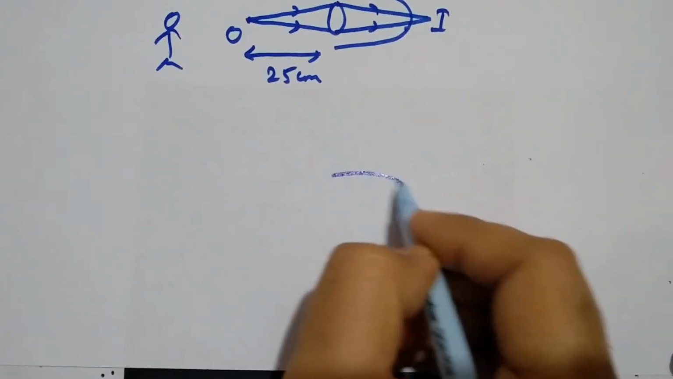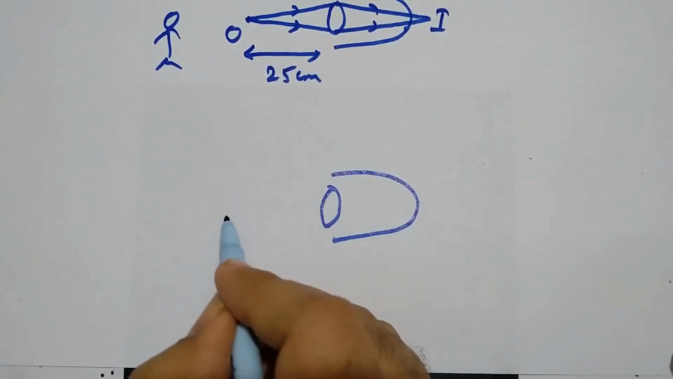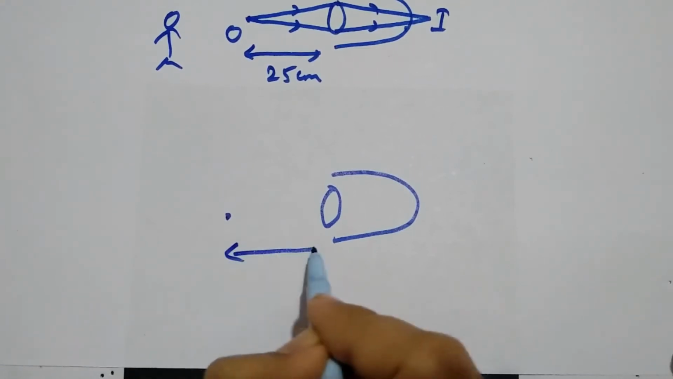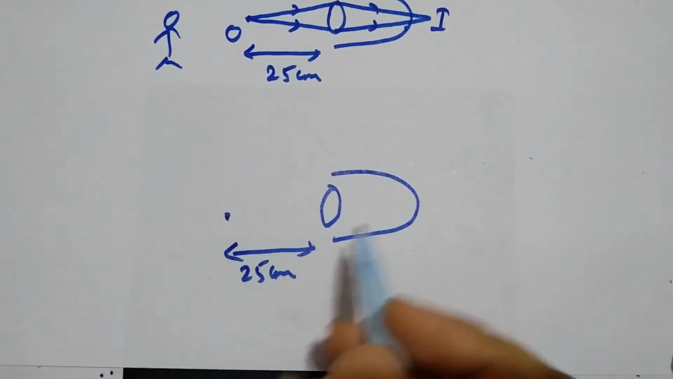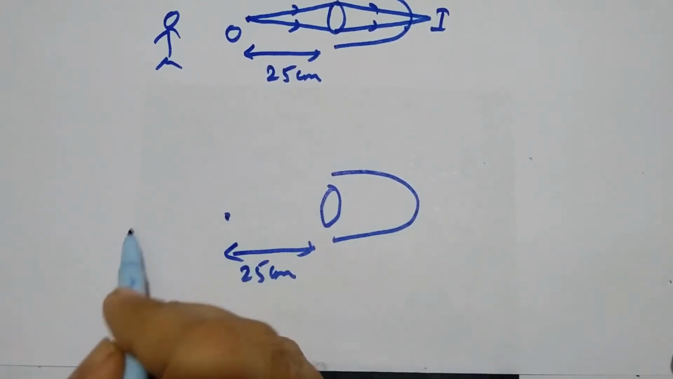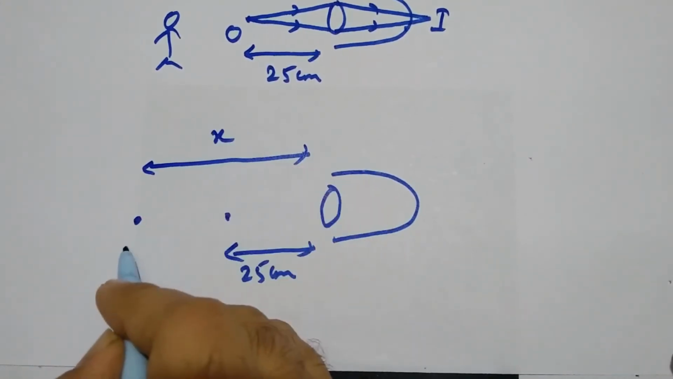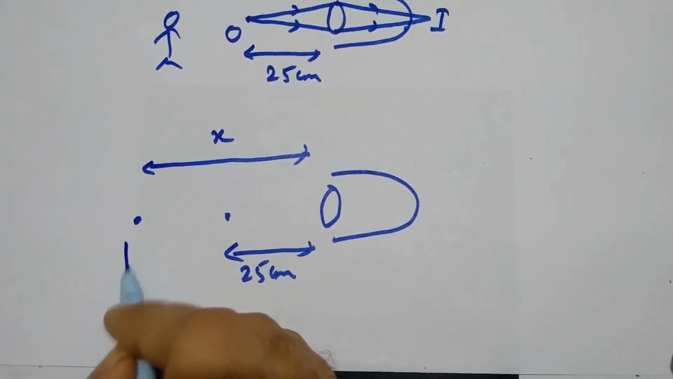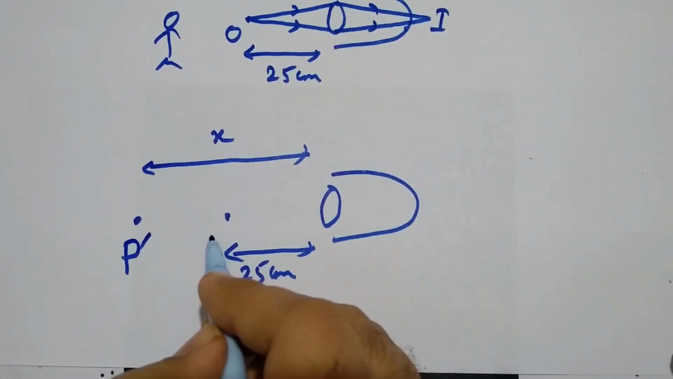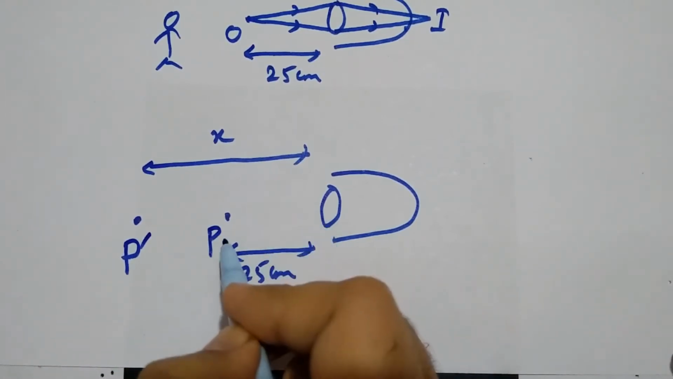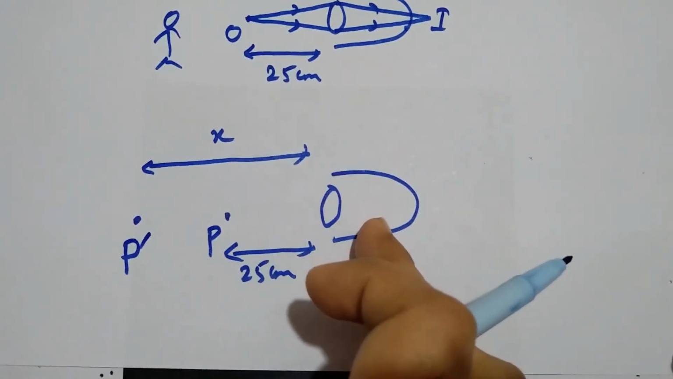For a long-sighted eye, or hypermetropic eye, 25 centimeter is no more a near point. In fact, its near point is shifted to some distance x from this eye. Its near point is P bar. Let's suppose this P is the near point of the normal eye, but this is not a normal eye, this is a hypermetropic eye.